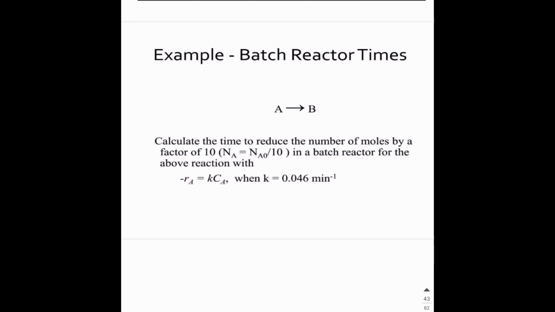In this example, it's written that we should calculate the time to reduce the number of moles by a factor of 10, NA equals NA0 over 10, in a batch reactor for the above reaction with minus RA equals K CA, where K is equal to 0.046.